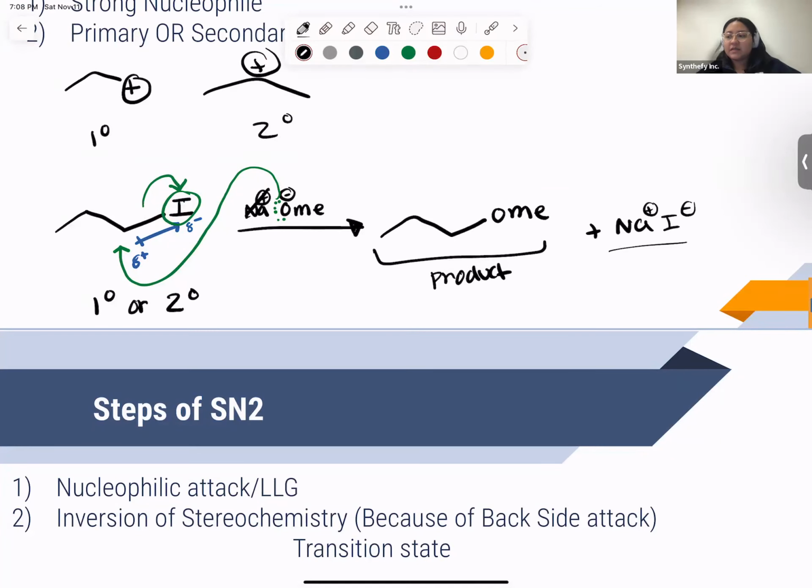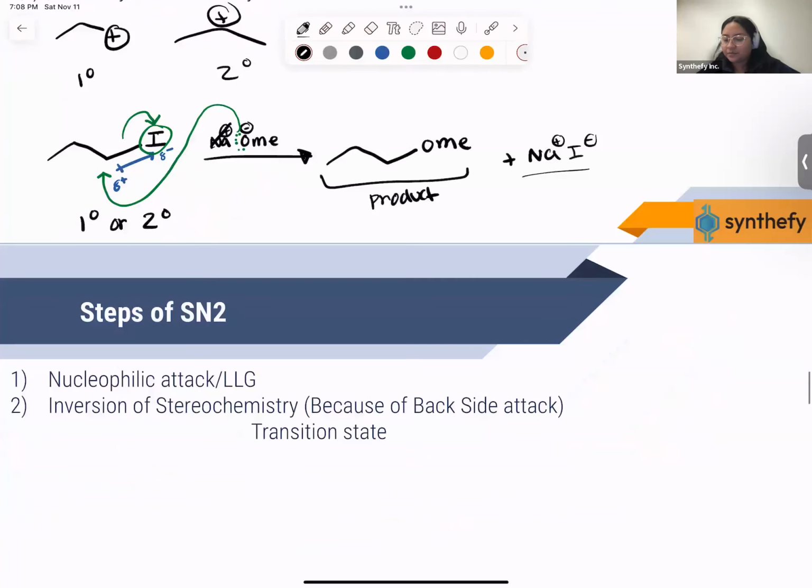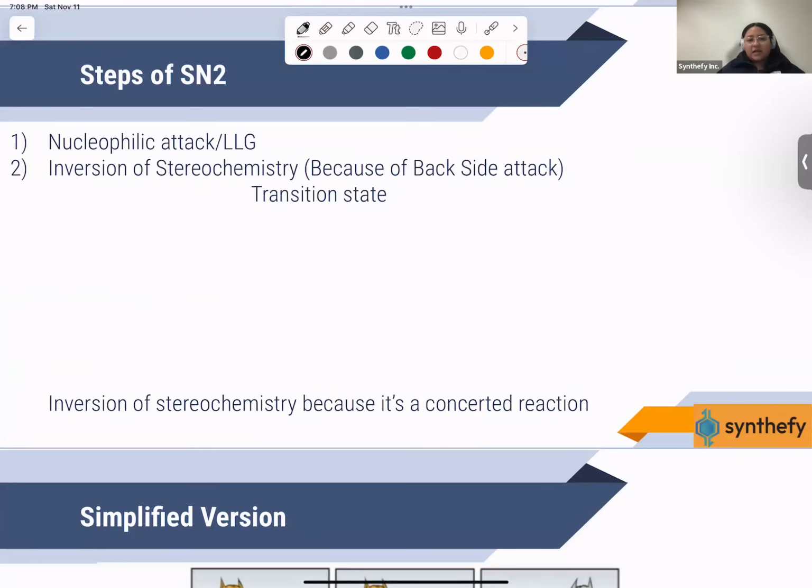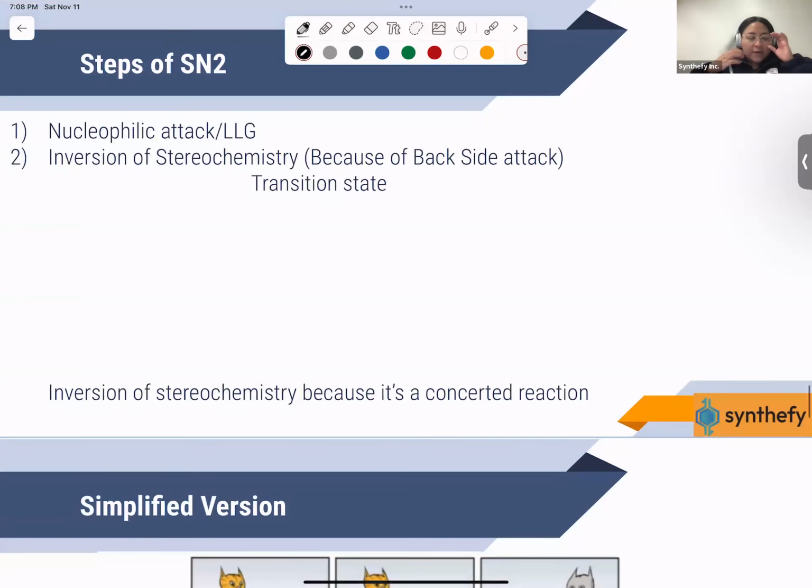So now let's look at the steps of an SN2 reaction. You have your nucleophilic attack and your loss of leaving group all happening at once. But something happens if you have a stereo center, a carbon with a stereo center, and it only matters if your electrophile is in that stereo center, meaning that it's the central carbon. And why does it happen? It happens because of a backside attack.